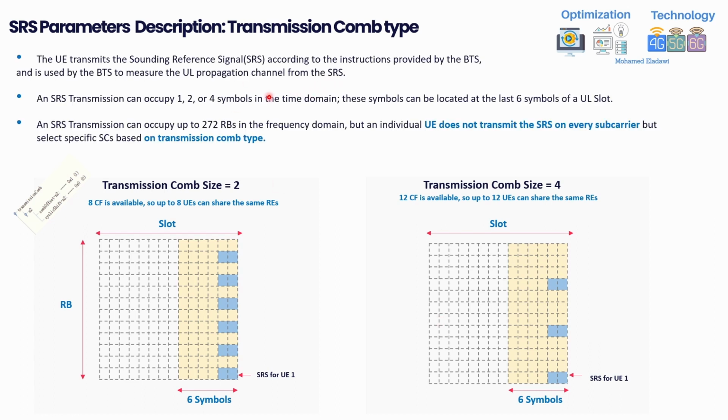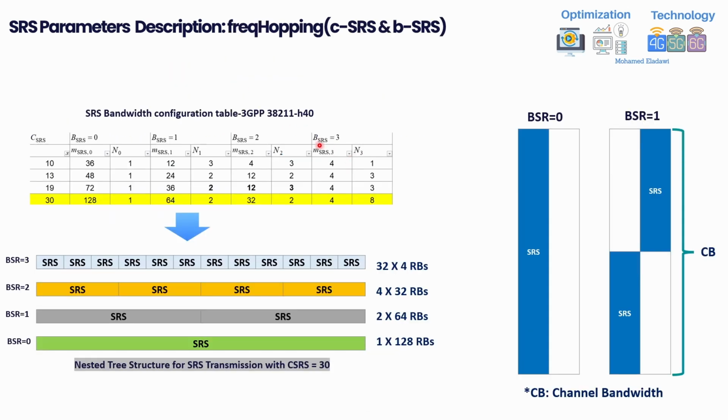Moving forward, this is just a summary of whatever we have explained. Moving forward, okay, frequency hopping or C-SRS and B-SRS parameters. As I mentioned, this is very important because this is controlling whether the individual UE is going to operate with full bandwidth or half bandwidth, or even less than half bandwidth.